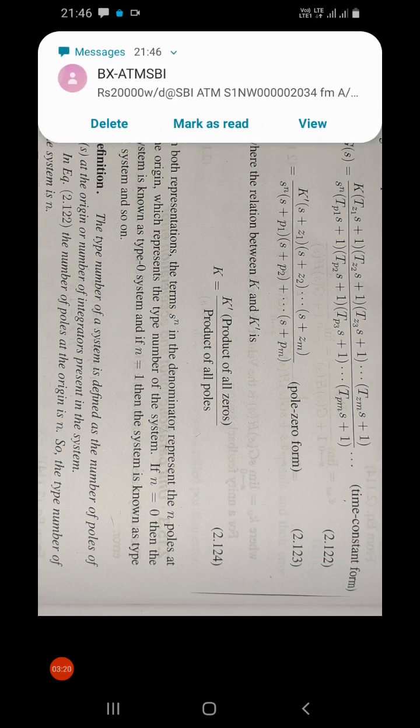See, in equation 2.122, the number of poles at the origin is n. So the type number of the system is n. So what is the type of the system? The highest number of poles at the origin in an open loop transfer function gives the type of the system. Now we will see some examples.